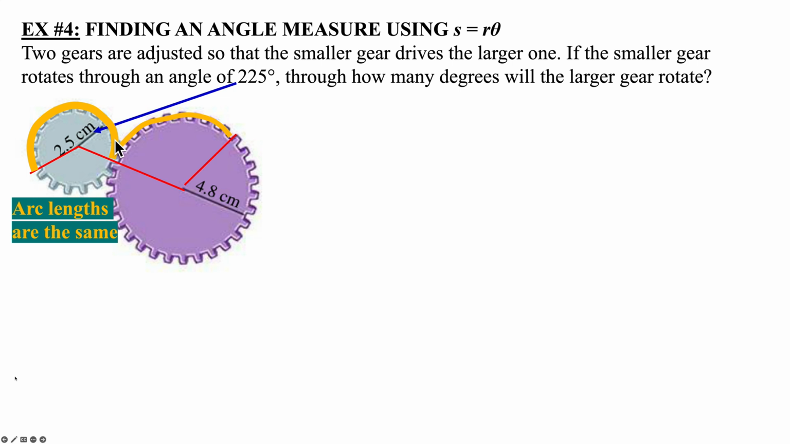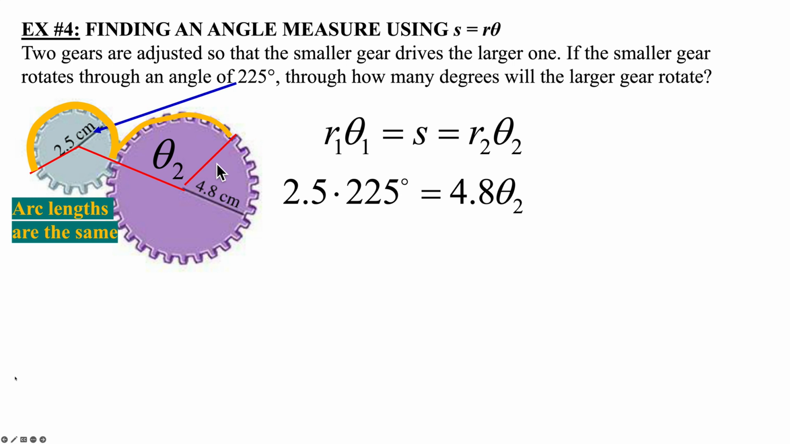Now, both those arc lengths being the same, all we have to do is find our second theta, our second central angle, and that's what we're looking for. But again, since the arc lengths are the same, we're going to work with two formulas here. So my first gear, that's r sub 1 times theta sub 1. That's this arc right here. That's this s. This same s is this arc right here, which is going to be second radius, 4.8, times our unknown central angle.